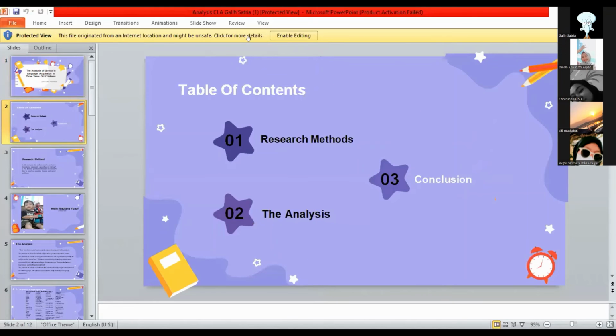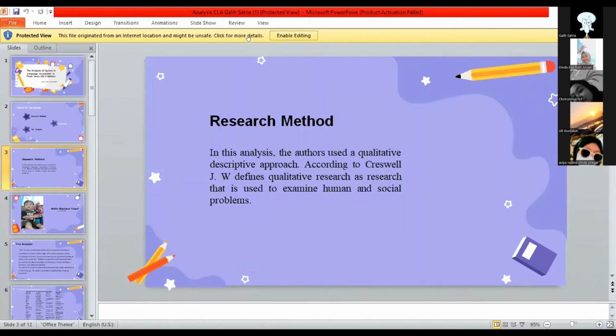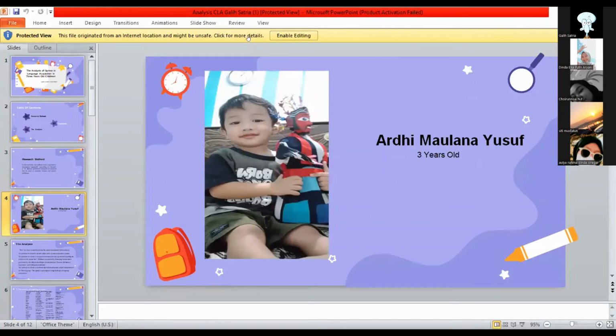And then there are three tables of contents. The first one, research methods. The second one, the analysis. And the third one, the conclusion. So the first one is the research method. In this analysis, the author uses a qualitative descriptive approach according to Creswell. Creswell defines qualitative research as research that is used to examine human and social problems, where the researcher will report the result of the research based on the view of the data and analysis of the data obtained in the field.